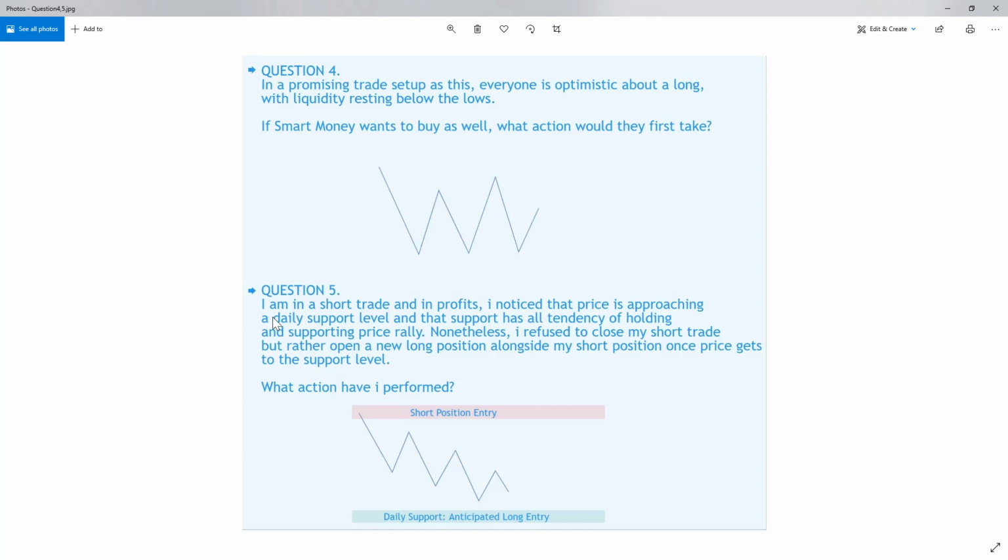So the question 5. I am in a short trade and in profit. I notice that the price is approaching a daily support level, and that support has a tendency of holding and supporting price rally. Nonetheless, I refuse to close my short trade, but rather open a new long position alongside my short position once price gets to the support level. What action have I performed? That's quite simple.